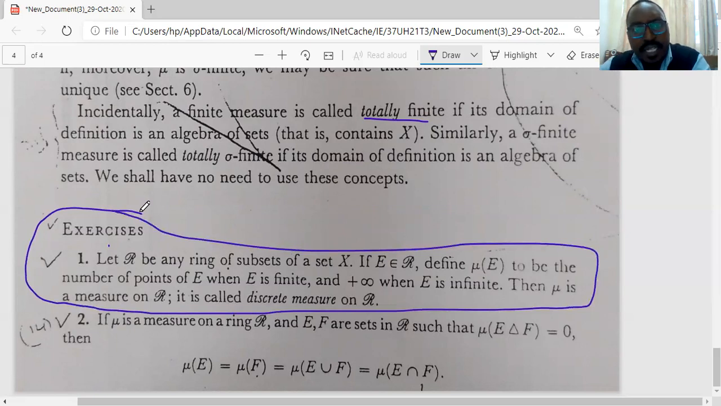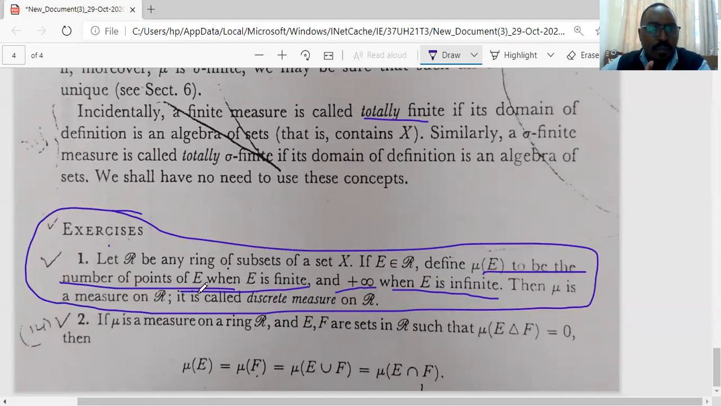Let R be any ring of subsets of a set X. If E is contained in the ring itself, mu of E is defined to be the number of points of E when E is finite, and positive infinity when E is infinite.